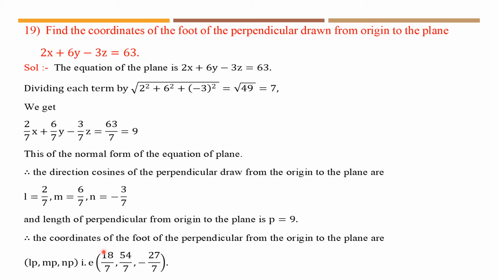We know that the coordinates of the foot of the perpendicular from the origin to the plane are LP, MP, NP. Putting these values, here L into P, that is 2 into 9 is 18 divided by 7. 6 into 9, 54 divided by 7. 3 into 9, 27, with a minus sign, minus 27 divided by 7, which is the foot of the perpendicular from the origin to the plane.